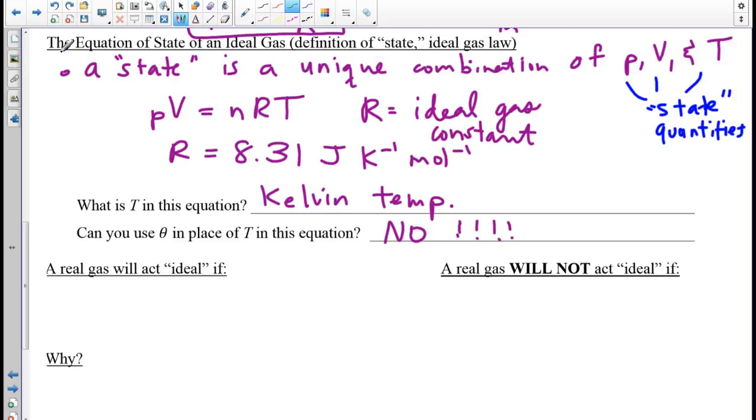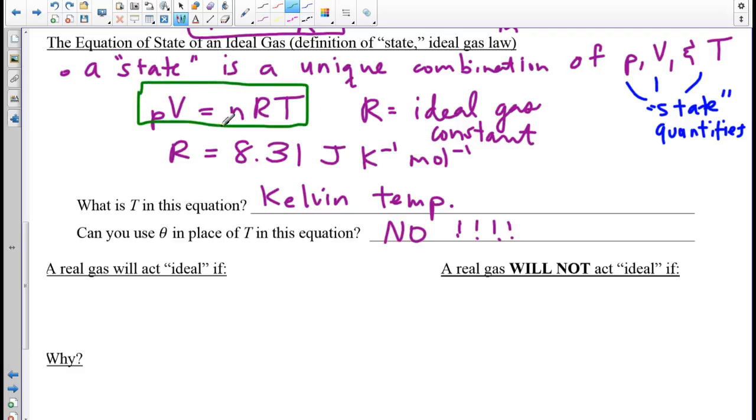Okay, welcome back to our work on the equation of state of an ideal gas. First, when we use the word state in this unit, we're talking about something different from liquid, gas, solid. Liquid, gas, solids, what are those? They're not states? No, we're going to call those phases. So what is the equation of state? It's this. We call it that.